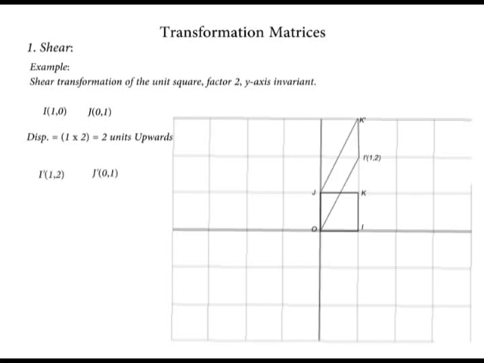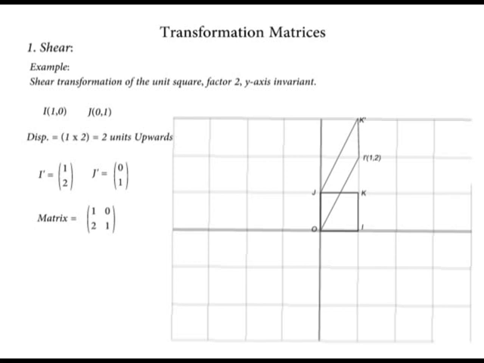If you write I prime and J prime as column vectors, I prime will be equal to (1, 2) and J prime is (0, 1). As a matrix, you shall have (1, 0; 2, 1). This is the shear matrix for the scale factor of 2 with y-axis invariant. Given any coordinates, you simply multiply with this matrix to obtain the coordinates of the image. In this matrix, 2 is the scale factor.